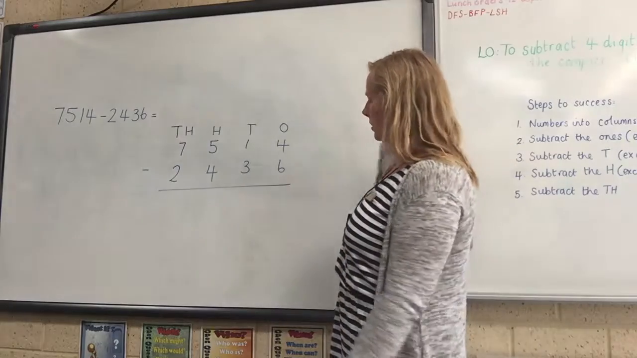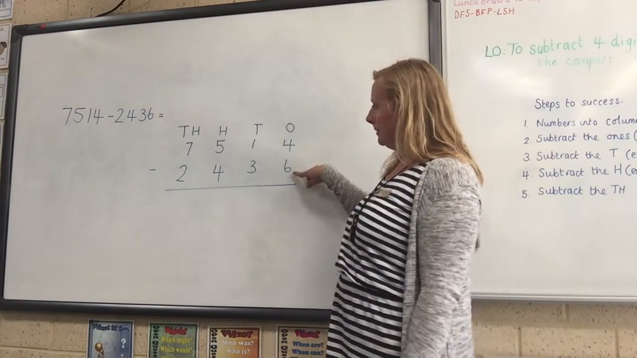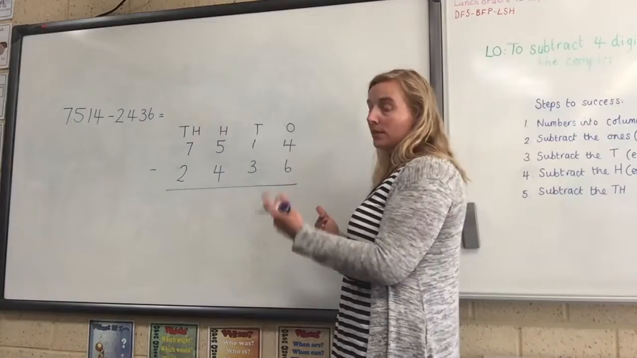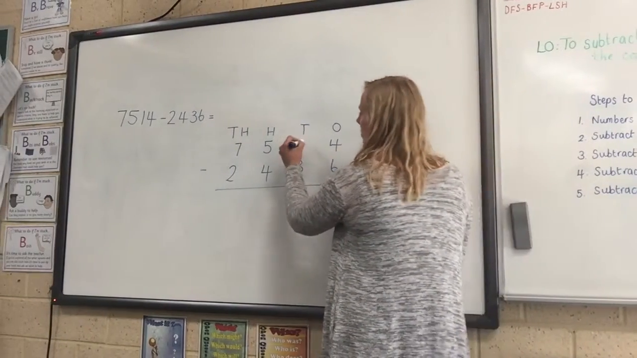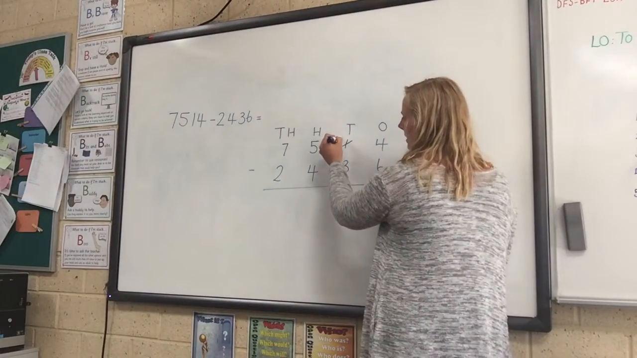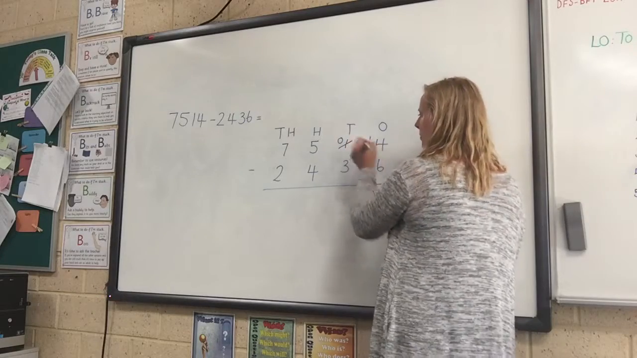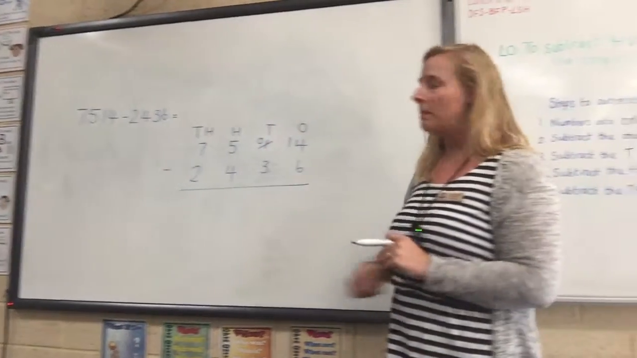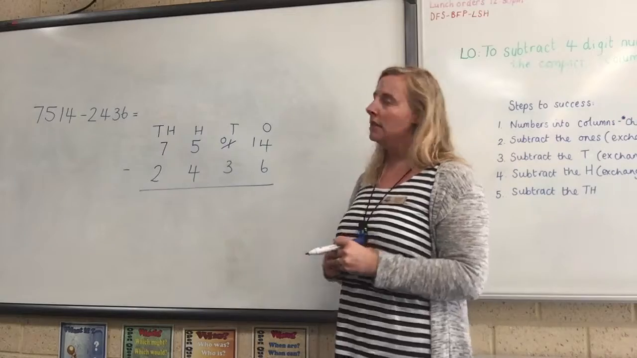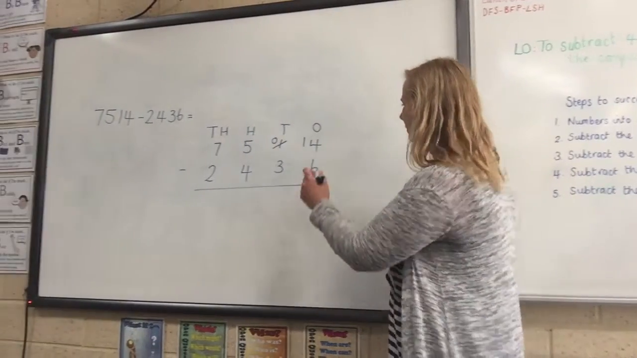So starting at the ones, according to my steps to success, we do 4 minus 6. Obviously we can't do that, so there's an exchange involved. So we're going to move over to our tens column. I'm going to take that 10 from there, which is going to make it a 0, and I'm going to move my 10 over into my ones column. Therefore that 4 has become 14, so it's 14 take away 6. Write our answer down.